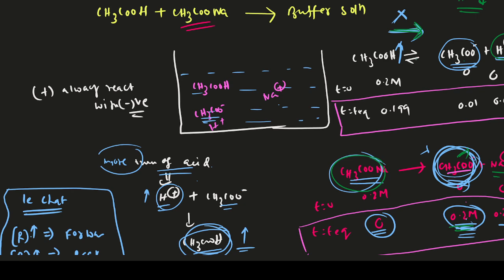So the forward shift will happen, giving CH3COO minus and H plus concentration. But the CH3COO minus concentration is already high, so this resists the forward shift because it is already in a huge amount. So overall, the H plus concentration only decreases in the solution if you add more OH minus. It means it will change into a basic solution. So from buffer it will change to base.